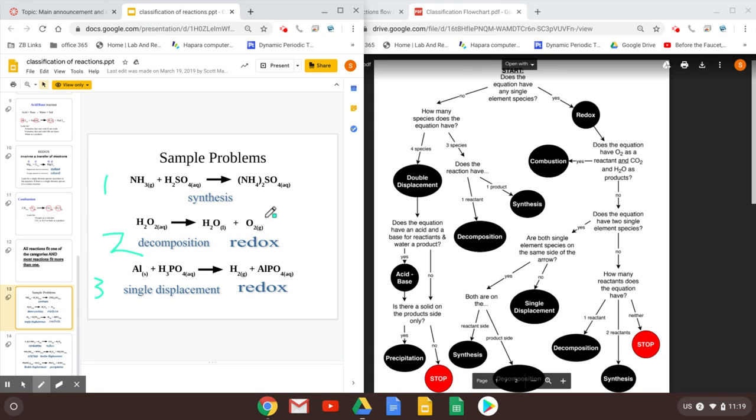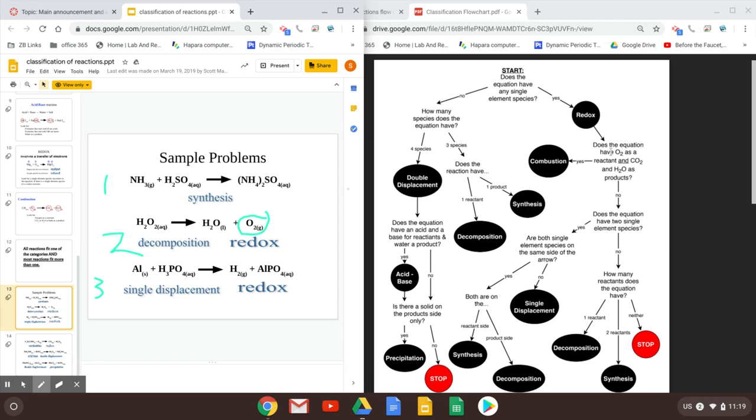And the answer to that is yes. It's O2. That's our single element species. So the answer would be yes. Okay, so redox is the first classification you can give it. It's a redox reaction. Now it's going to ask other questions because we got to keep going down. You go until you get to the end, just like a board game.